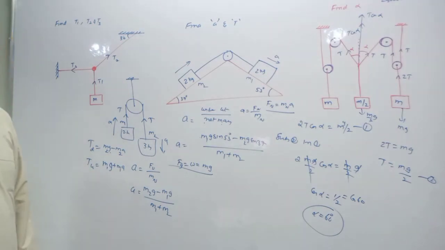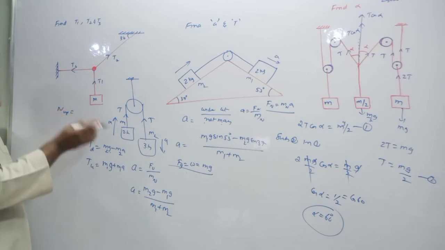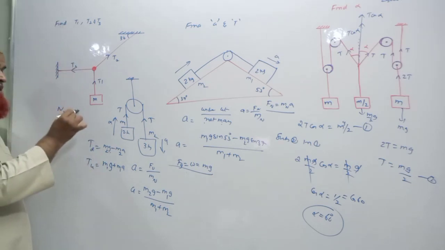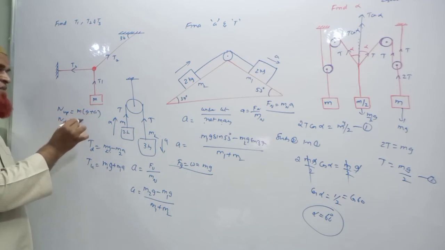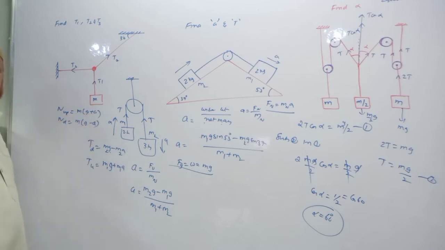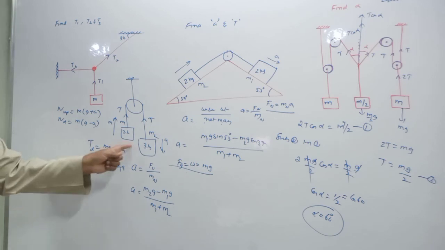As in the case of lift, I think you remember lift. Normal reaction when the lift is moving up is m into g plus a, and when the lift is going down is m into g minus a. Did you remember the concept of lift? So generally it's very simple. This is the formula you have to apply.